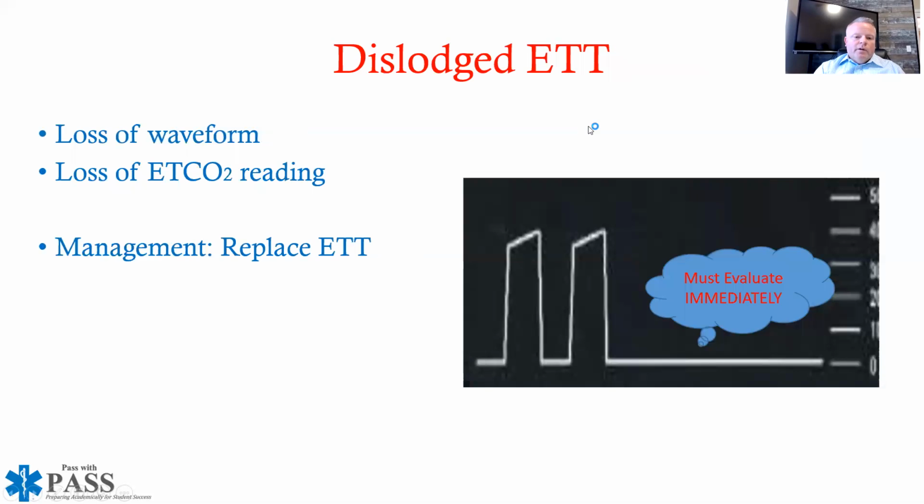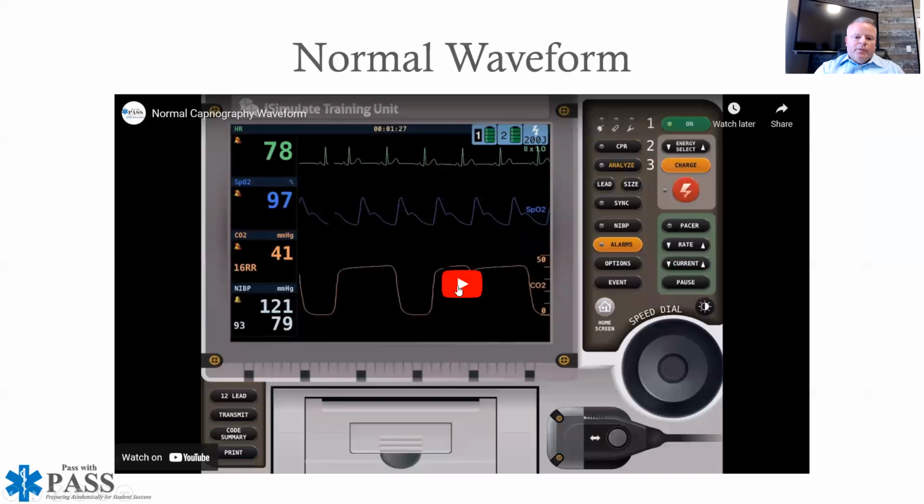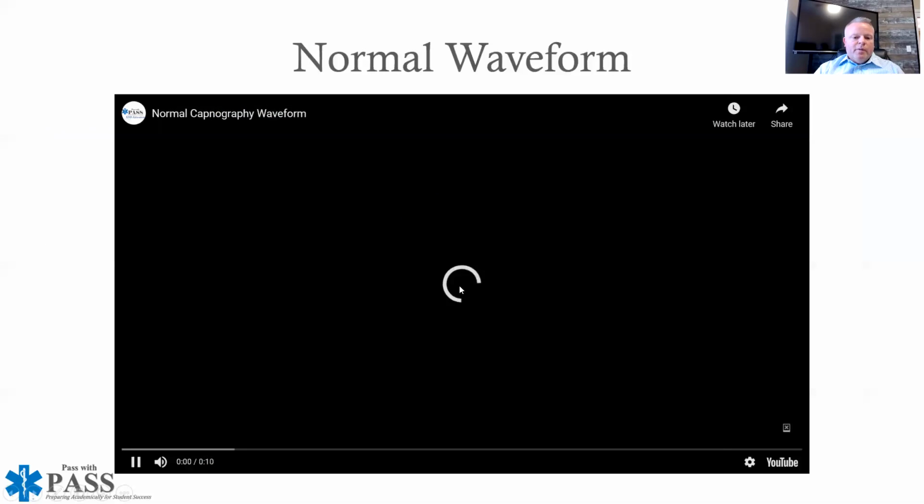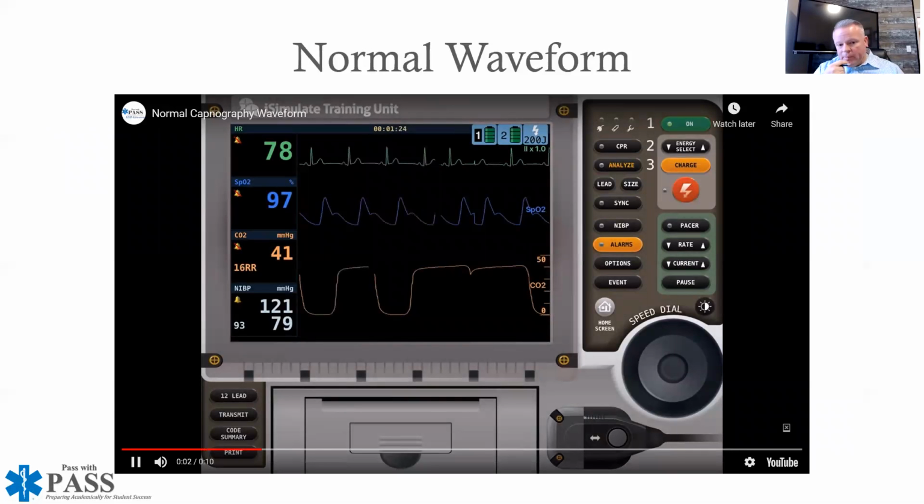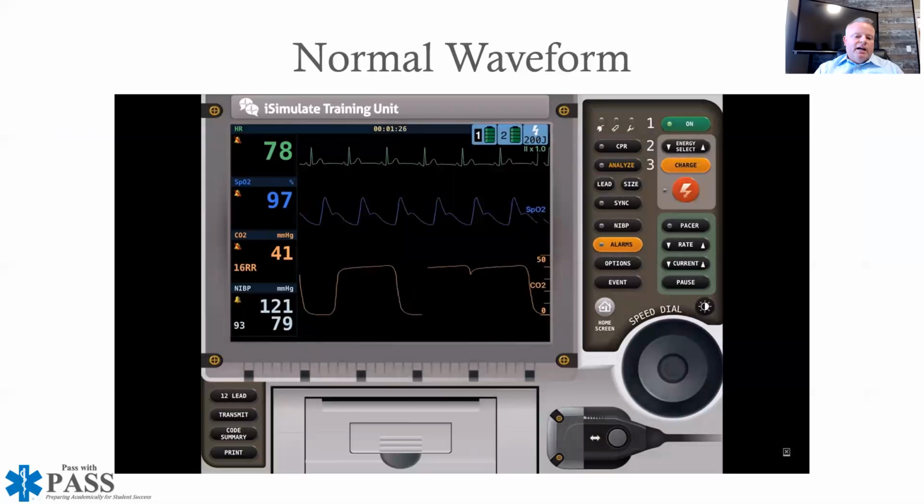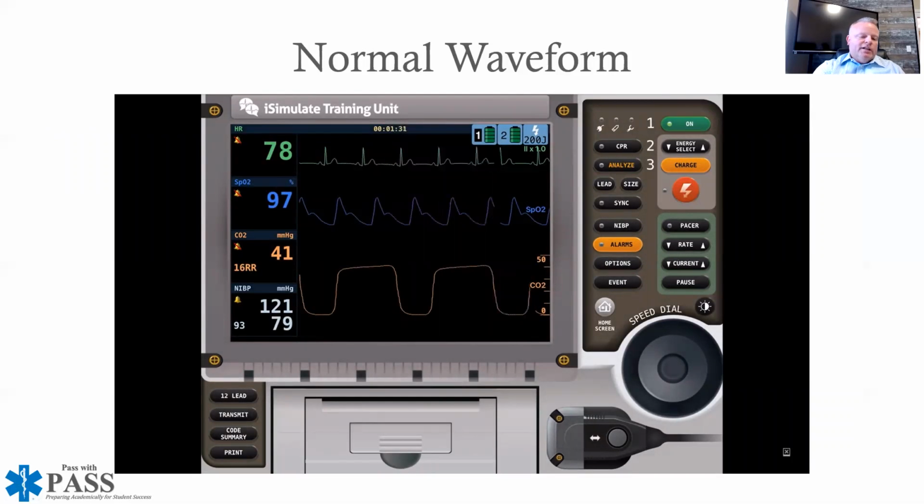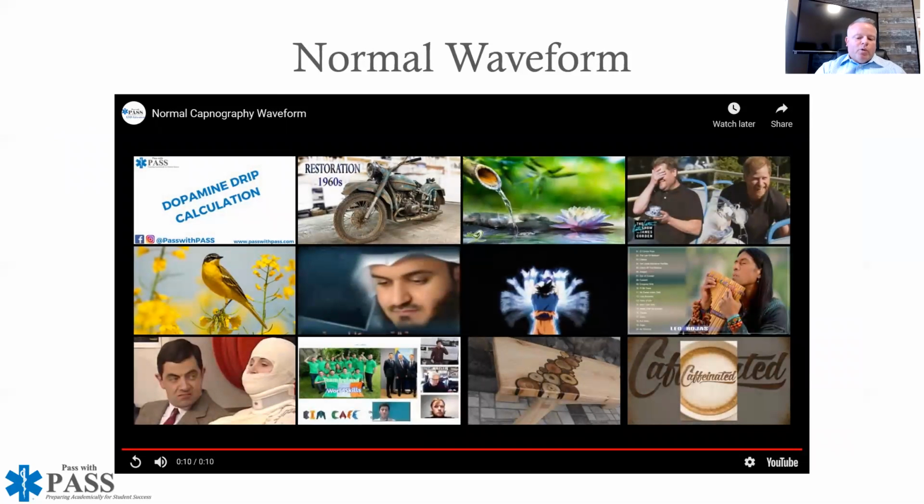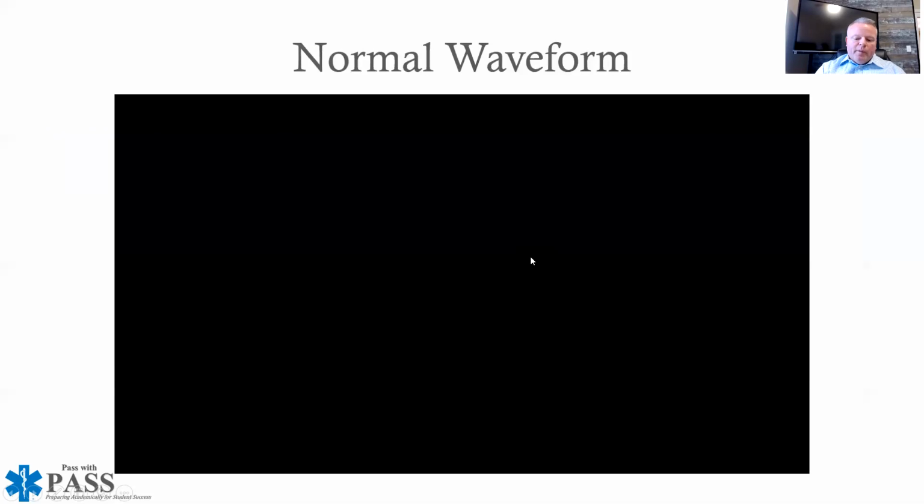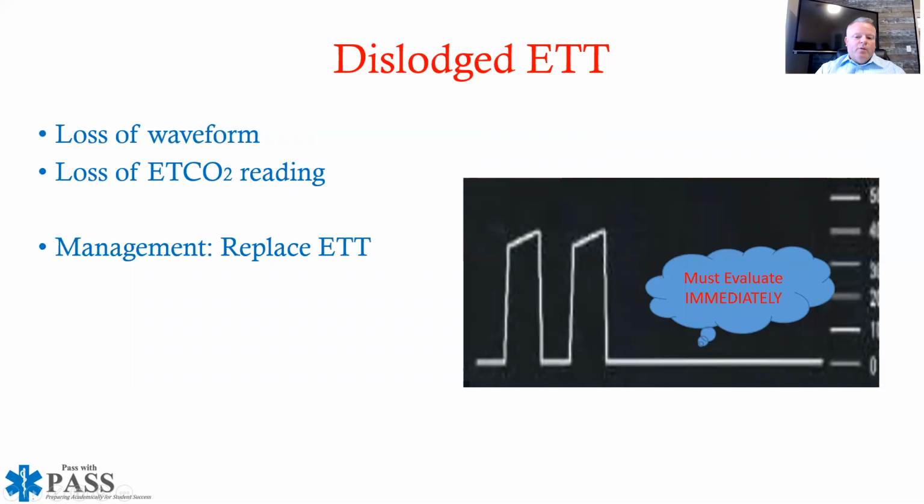Normal waveform, sorry, let me back up. Hopefully this doesn't throw anybody off again or freeze up. So we're looking at this, I simulate here, this is a normal waveform. We can look and see that our number is 41. So we know that that is an appropriate waveform, and we also know that the patient has a waveform that is within normal limits. So that would be good.